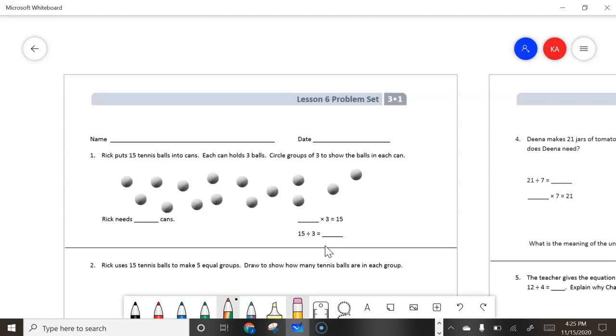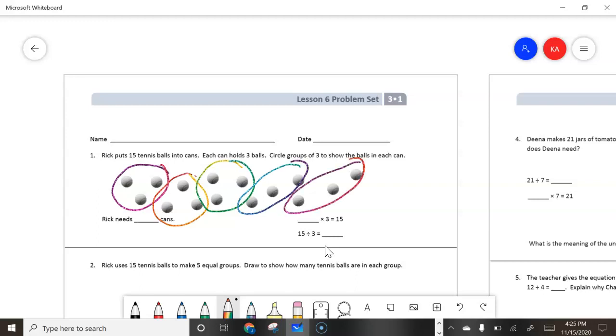Number 1, Rick puts 15 tennis balls into cans. Each can holds 3 balls. Circle groups of 3 to show the balls in each can. So the very first thing I know that I need to do, friends, is circle groups of 3 to show the balls in each can. So I'm going to go ahead and do that. So here's 1, 2, 3, 4, and 5. Rick needs 5 cans. So I know there are 5 groups of 3 equals 15 tennis balls.